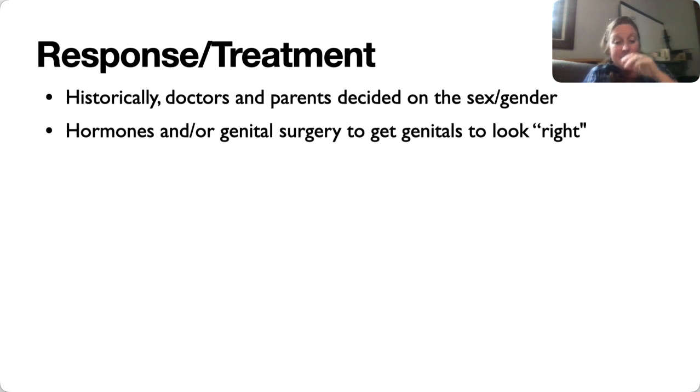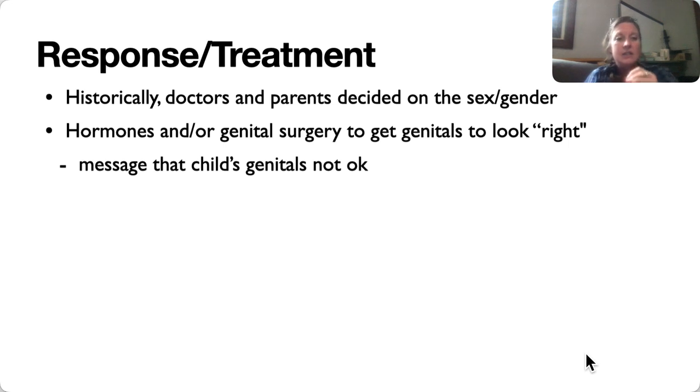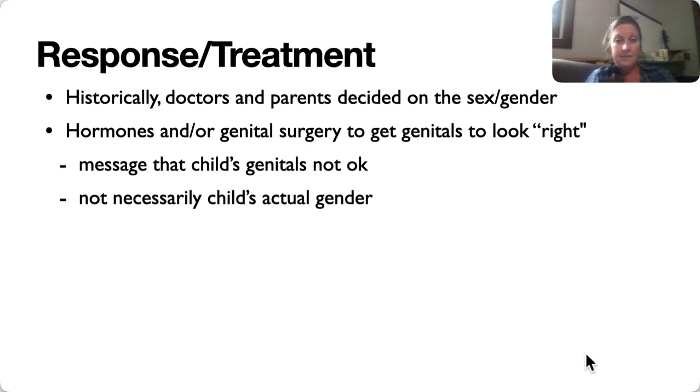And then they would give the infant surgery to try to get their genitals to look right, and would treat them with hormones to create the masculinization or feminization that was somehow ideal. And the message that the child got, if they knew anything about this, was that their genitals were not okay. They needed to be fixed. And they would often choose a gender like the easiest one for us to get to, as opposed to knowing what the child's actual gender was.